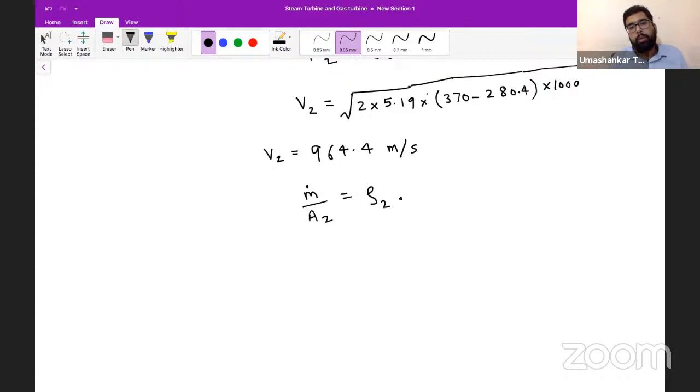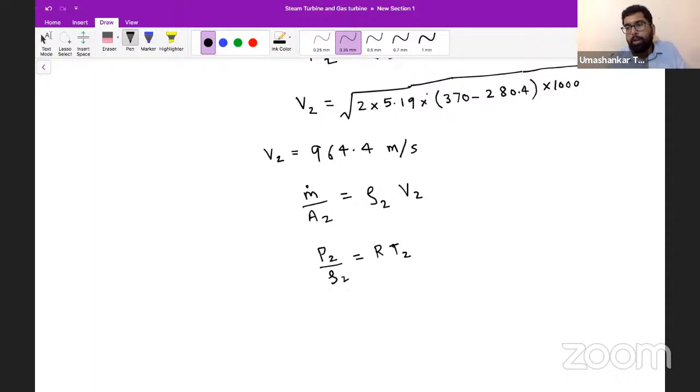So it is rho2 V2. We have this value of V2. So how will we get the value of rho2? P2 by rho2 is equal to RT2. We know that from the ideal gas equation.